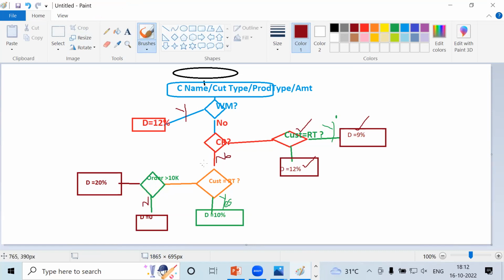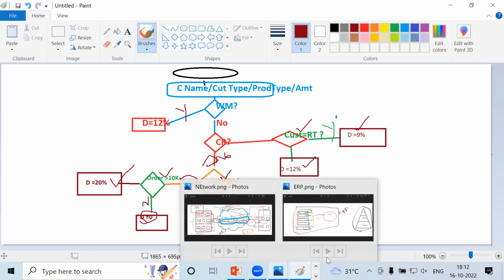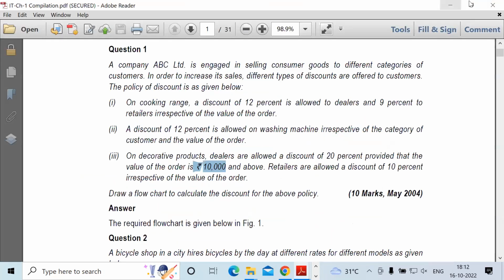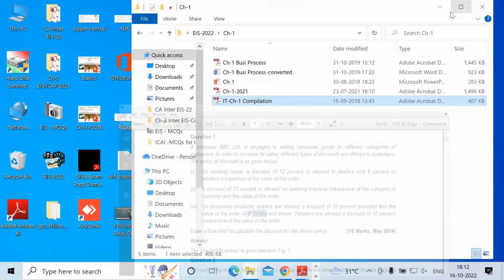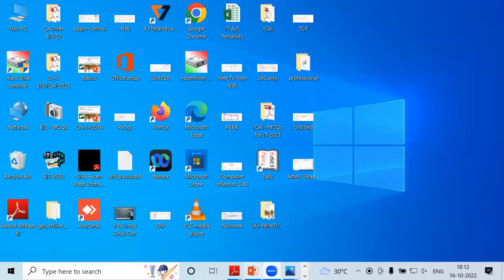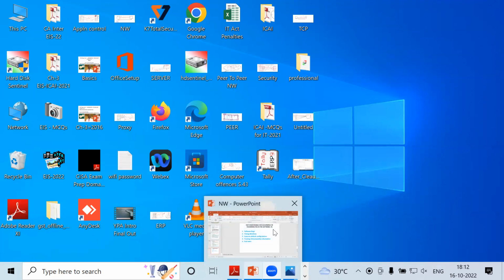Otherwise, you can ask another question also, whether it is a decorative product or not. If it is a decorative product, you check whether the customer is a retailer. If the customer is a retailer, 10% will flow for the order. If the customer is a dealer, then verify whether the order is more than 10,000. If it is no, 0%. If it is yes, discount is equal to 20%. So this is how we can set the chart and draw the chart. So somehow I'm able to cover chapter number 3 and 4.